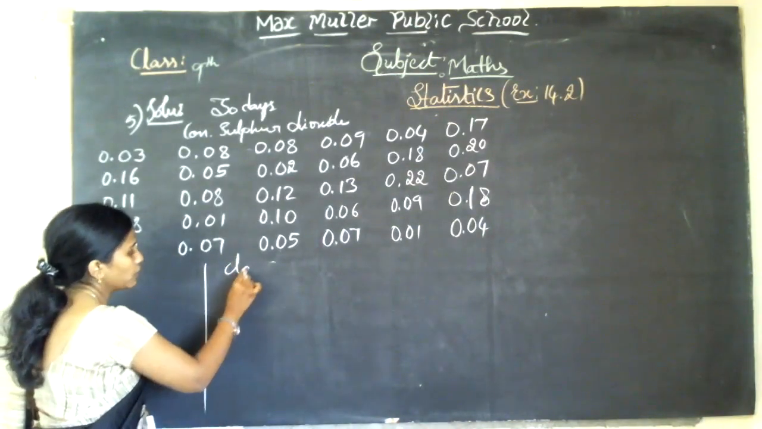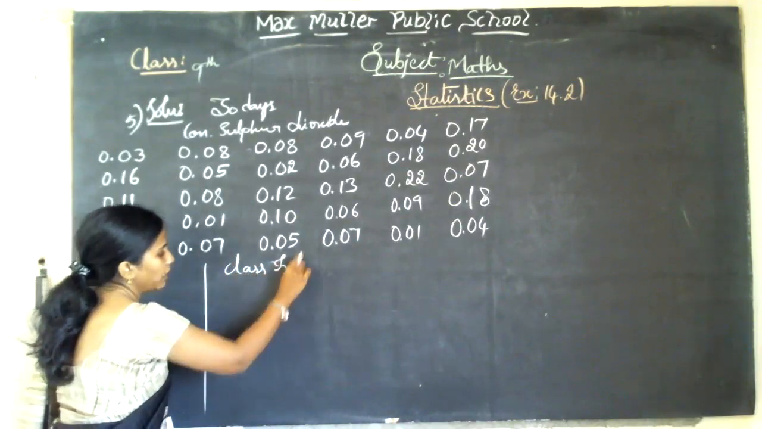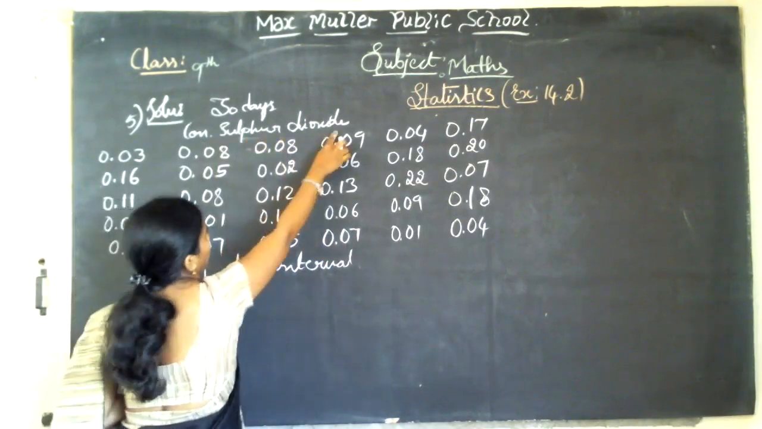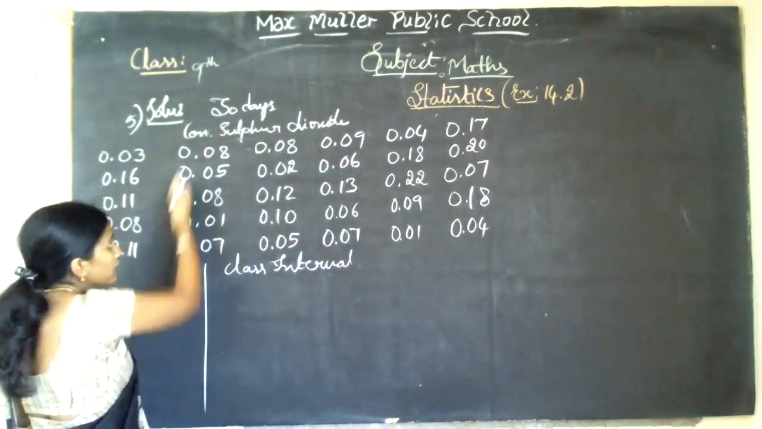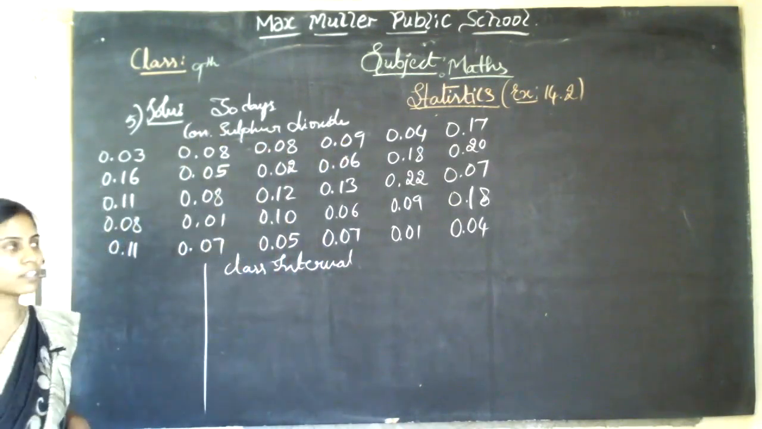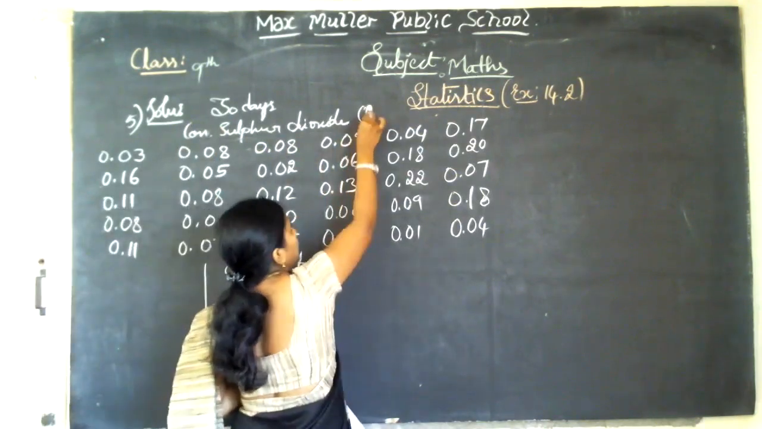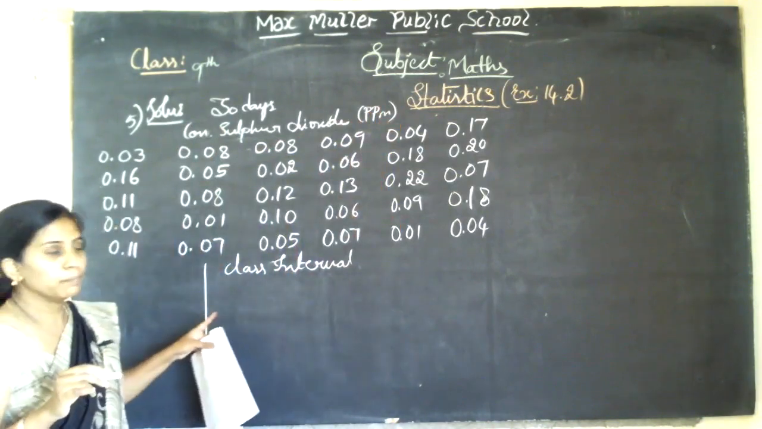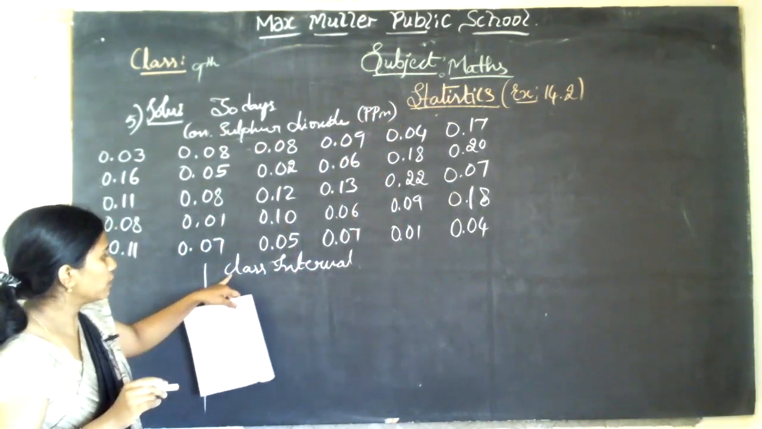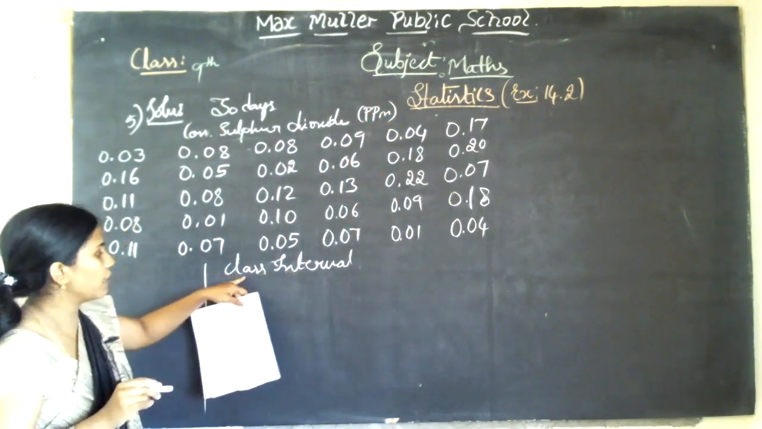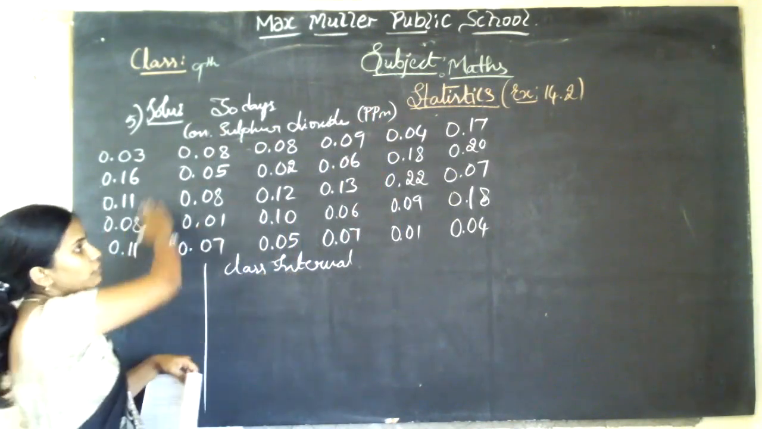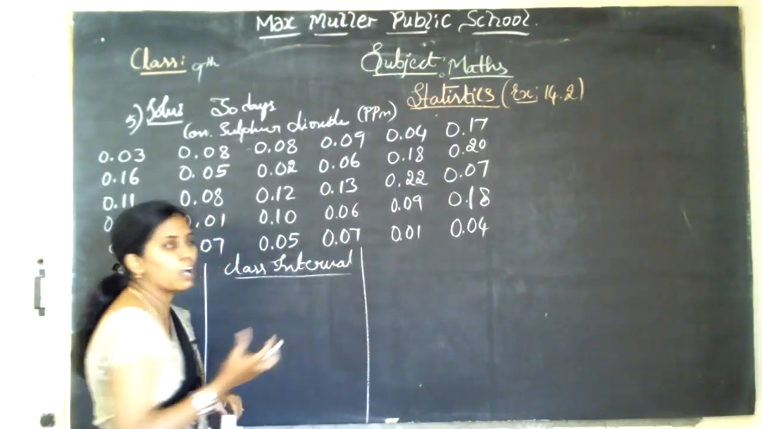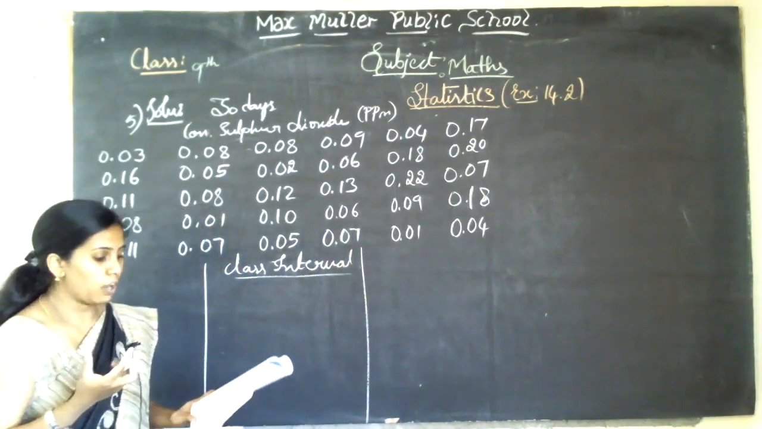So what do we need to take as the class interval? What will you write in this class interval? You need to write the sulfur dioxide concentration. These are the sulfur dioxide concentrations in ppm, parts per million. So this is the class interval. What you have to write here is the concentration of this sulfur dioxide. They have given what range you have to take.